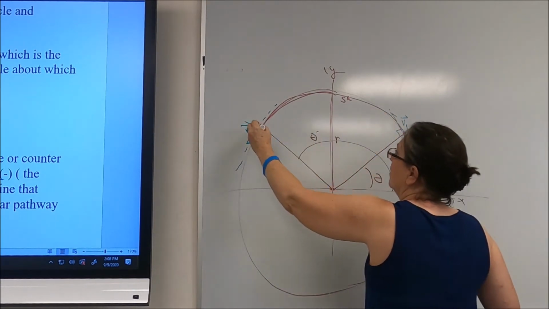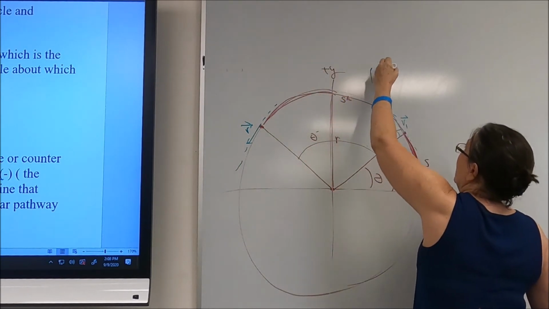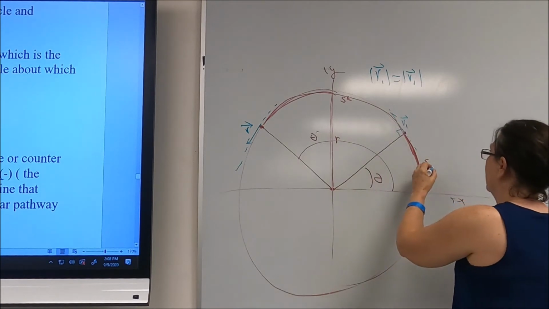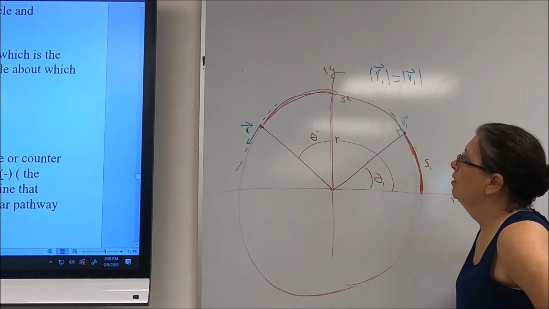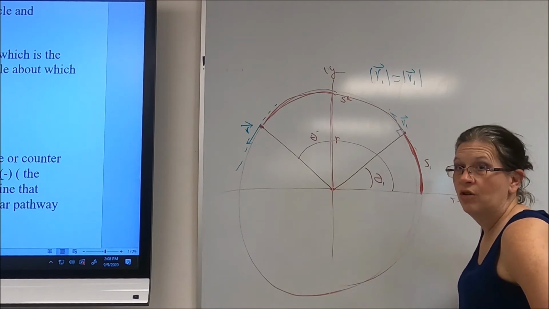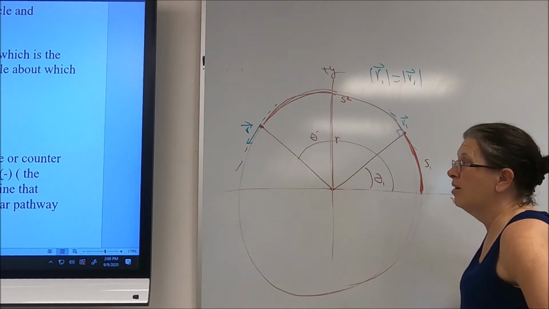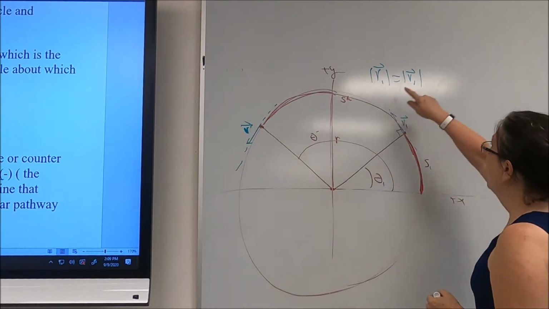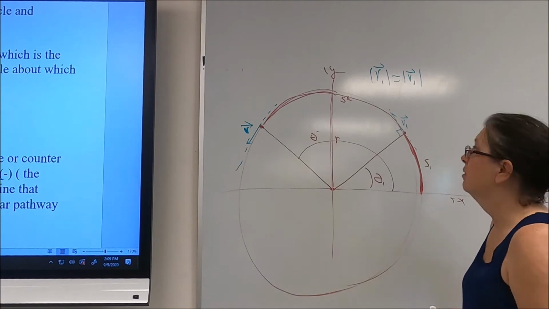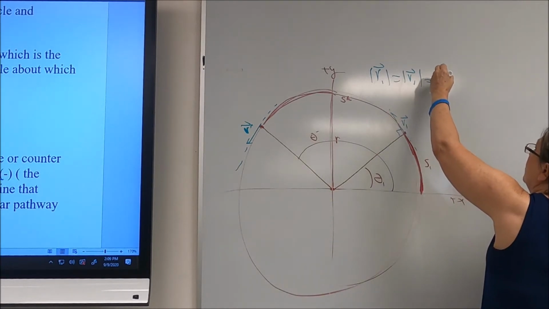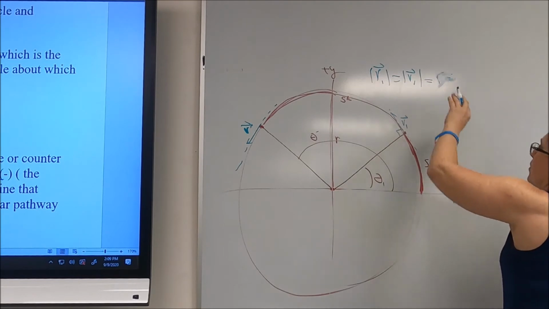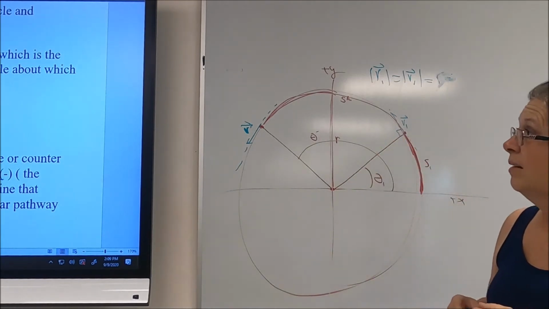So V prime in magnitude is going to equal V1 in magnitude for an object undergoing uniform circular motion. But notice they point in different directions. Okay? So the magnitude of those is going to be equal. And we'll worry about what it equals in a minute. But they're going to be equal to each other, okay?